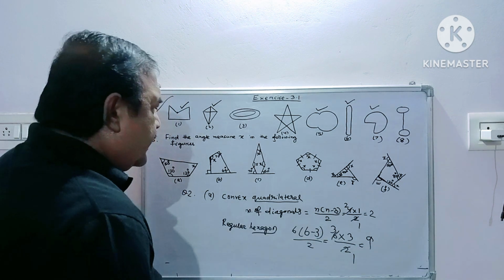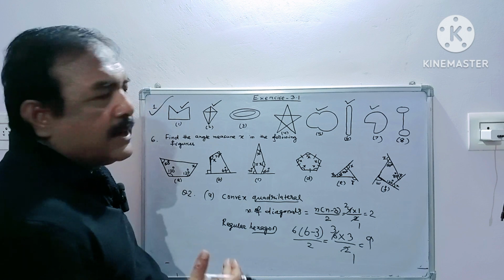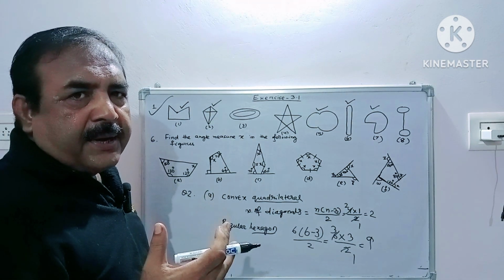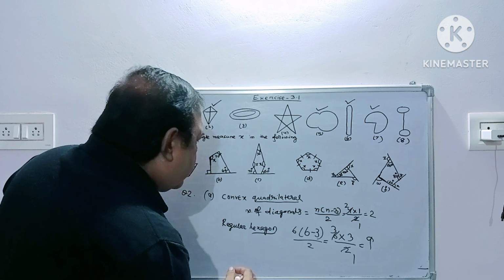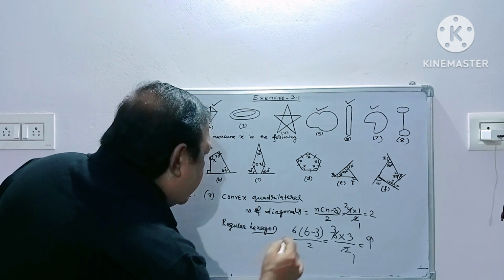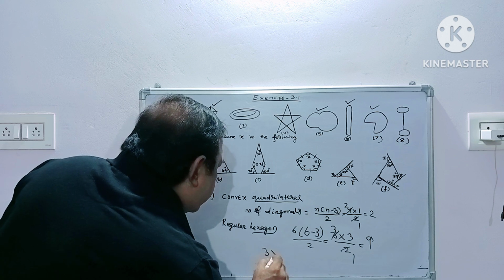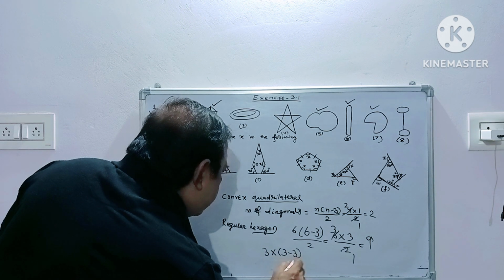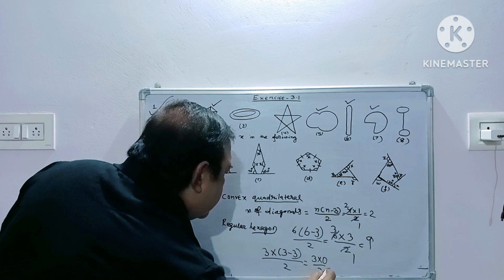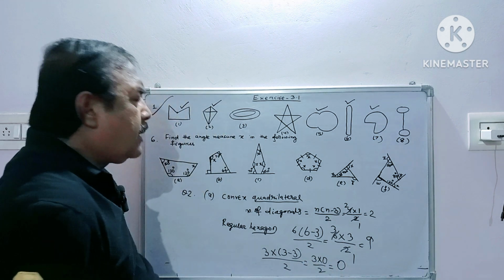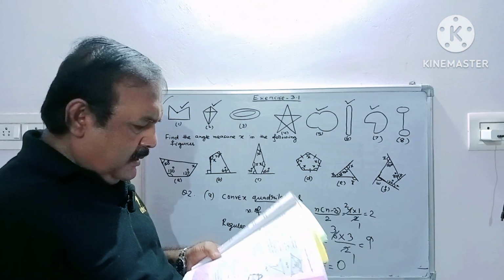In case of a triangle, there are no 2 non-consecutive points to draw a diagonal. So the number of diagonals is 0 in case of a triangle. And if you put the formula, 3 into 3 minus 3 divided by 2, that is 3 into 0 divided by 2, that is equal to 0. So the number of diagonals is 0 in case of a triangle.